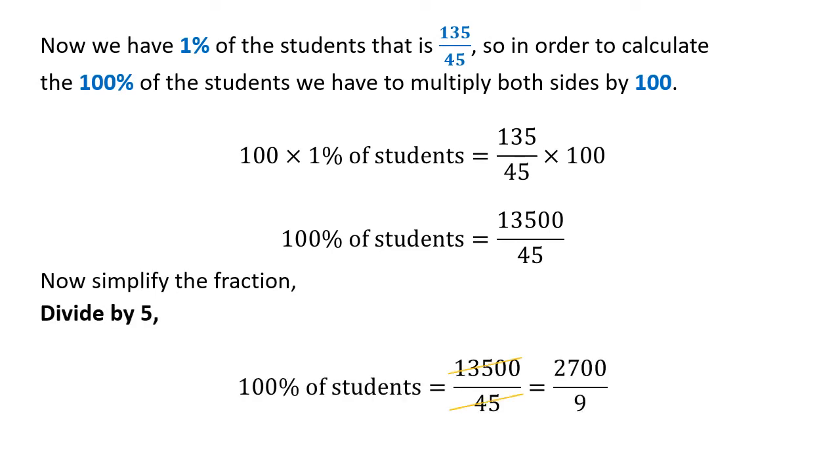Now we have 1% of the students, that is 135 upon 45. In order to calculate 100% of the students, we have to multiply both sides by 100 as shown. After multiplying both sides of the equation by 100, we have 100% of students equals 13,500 upon 45. Now simplify this fraction as shown.